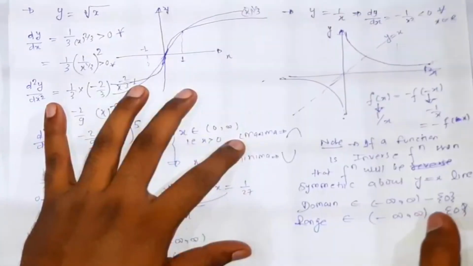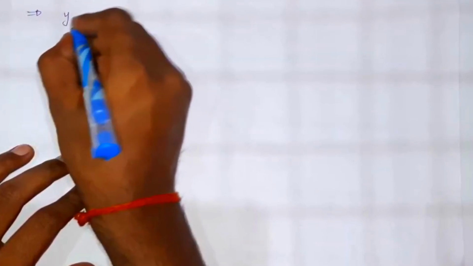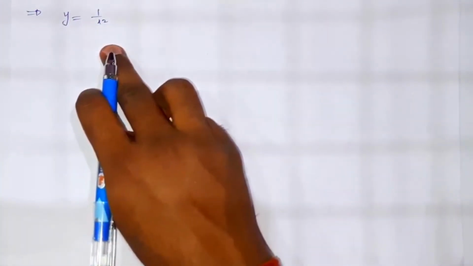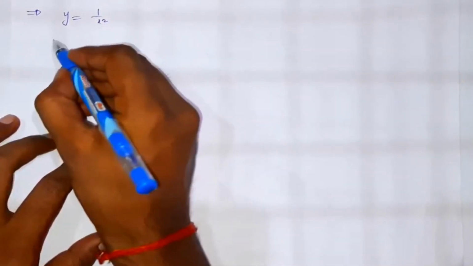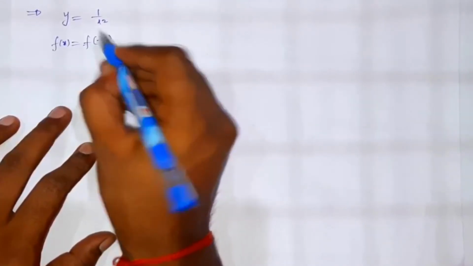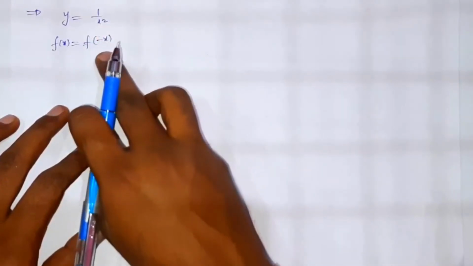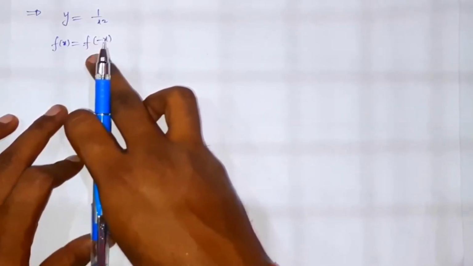Now in the next page I would like to tell you about one more graph. This is the reverse square function, that is y = 1/x². To draw the graph of this function, we can say that f(x) = f(-x). This is a symmetric function, because when we replace x with -x, we get the same function. If a function is symmetric, then it will be symmetric about the y-axis.